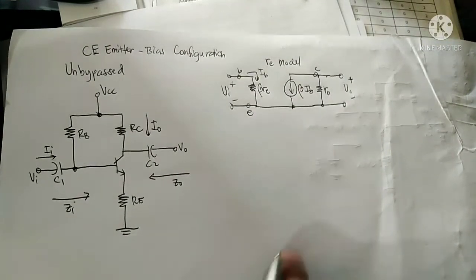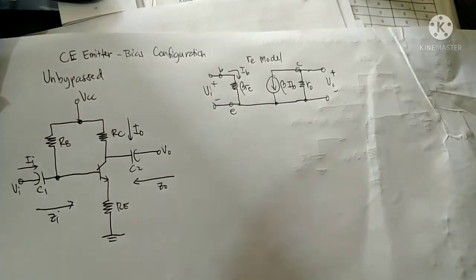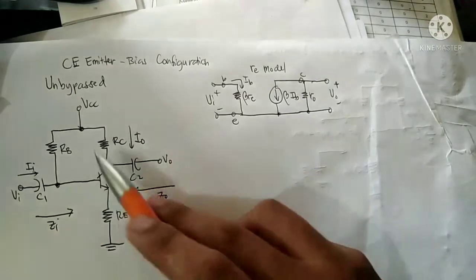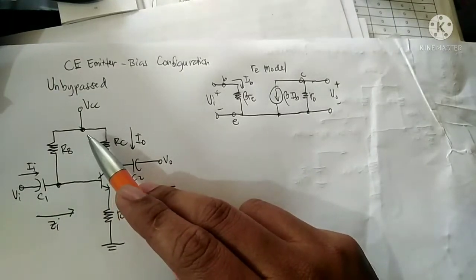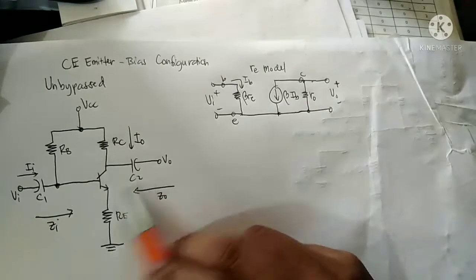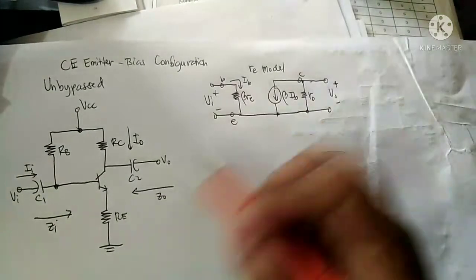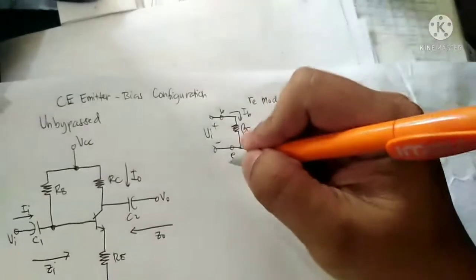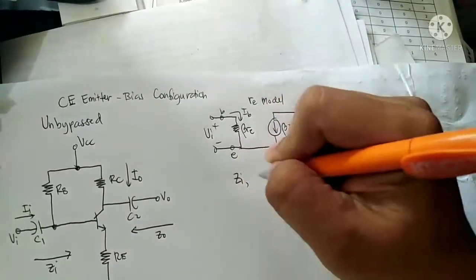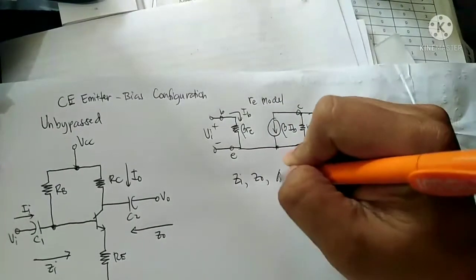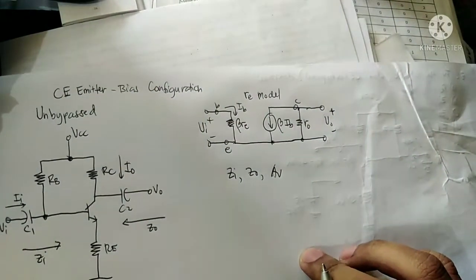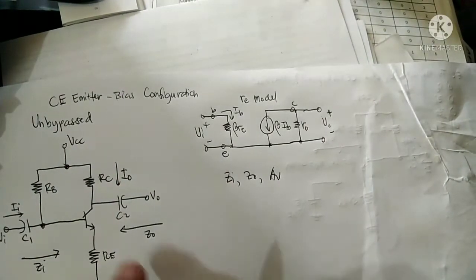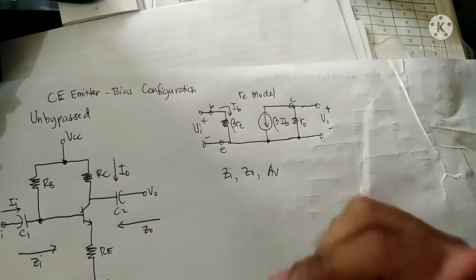Like in our discussion for the fixed bias configuration, we're going to apply the AC analysis where the DC sources will be grounded and all the capacitors will be shorted, and then after that we apply the re model where we can solve the parameters: input impedance, output impedance, and the voltage gain. So the first step is to ground all DC sources and then short all capacitors.